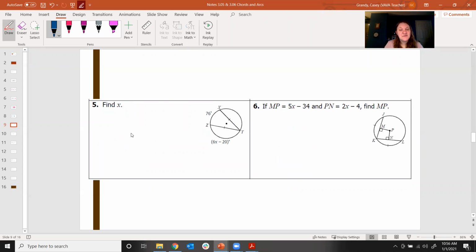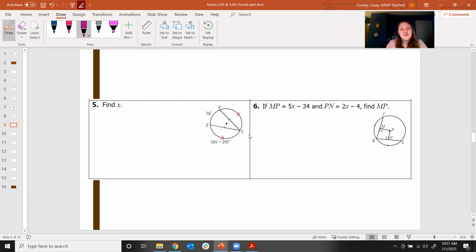Let's look here at number 5. This one's a little different, kind of the same, but slightly different than the last slide. Here I have 2 chords that again are congruent. It gives me this arc, and it gives me the arc inside, but it doesn't give me this missing arc. Well, I know that arc ZY and arc XY have to be congruent. All right, so I know these have to be congruent. I just don't know what they are yet.